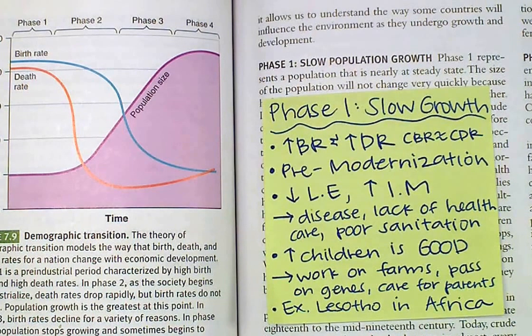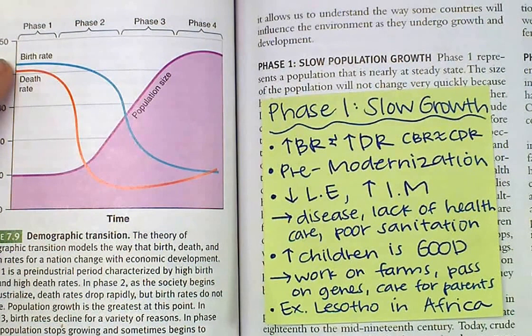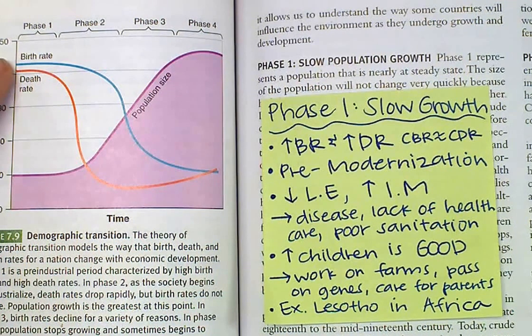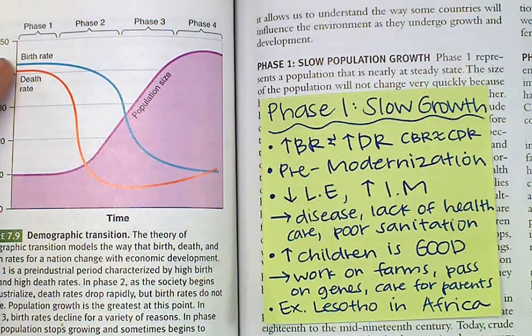We have a really high birth rate and a high death rate, which means that our crude birth rate and crude death rate are approximately even. This is usually a pre-modern society, so pretty primitive still. We have a low life expectancy and a high infant mortality rate, and that's due to disease, lack of health care, poor sanitation, kind of some of the stuff that we were talking about yesterday.